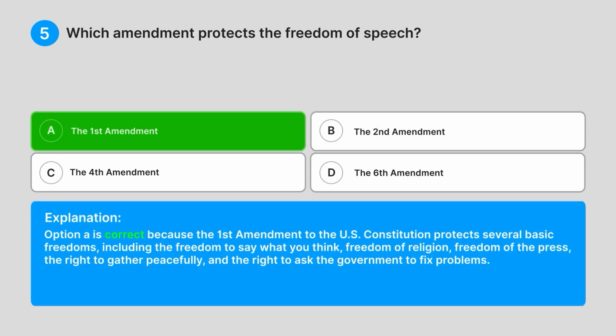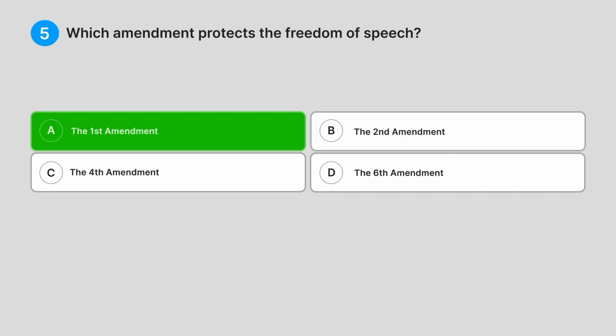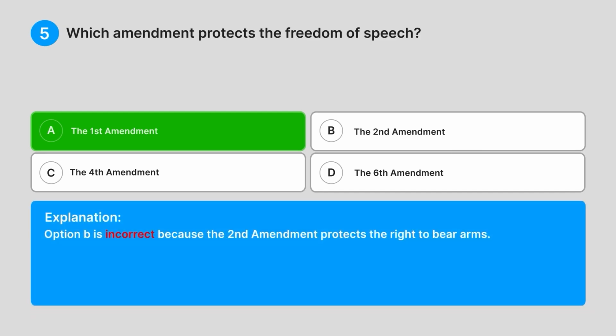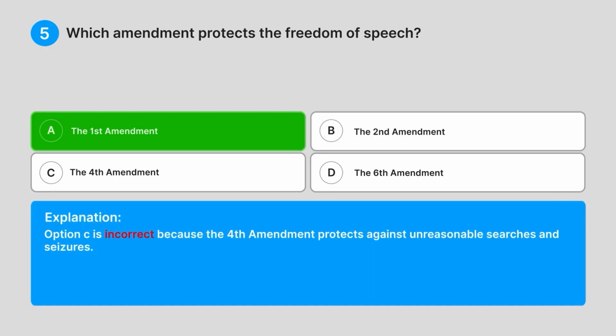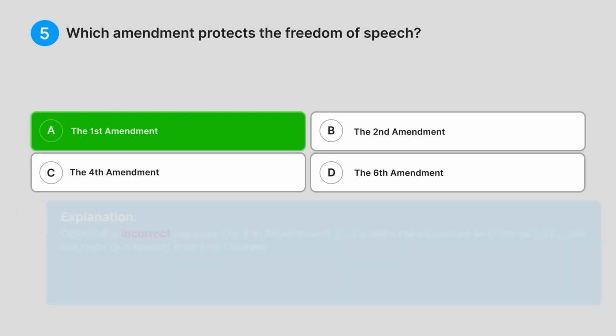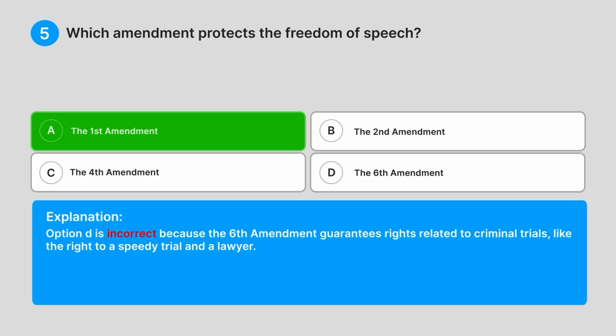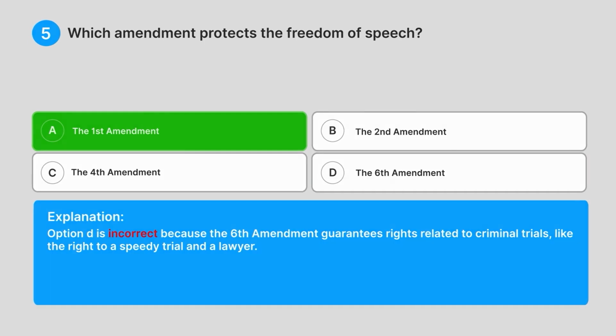Explanation. Option A is correct because the First Amendment to the US Constitution protects several basic freedoms, including the freedom to say what you think, freedom of religion, freedom of the press, the right to gather peacefully, and the right to ask the government to fix problems. Option B is incorrect because the Second Amendment protects the right to bear arms. Option C is incorrect because the Fourth Amendment protects against unreasonable searches and seizures. Option D is incorrect because the Sixth Amendment guarantees rights related to criminal trials, like the right to a speedy trial and a lawyer.